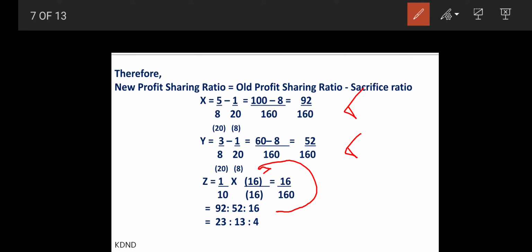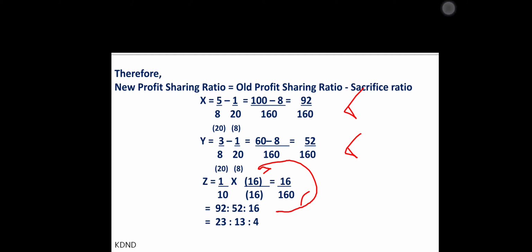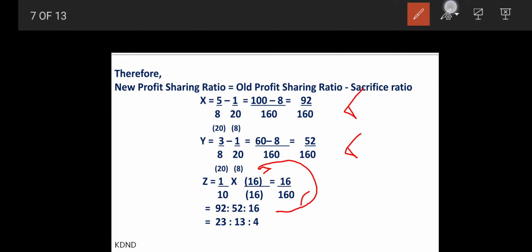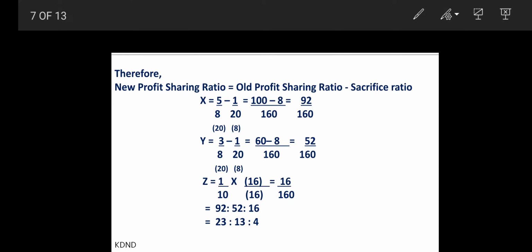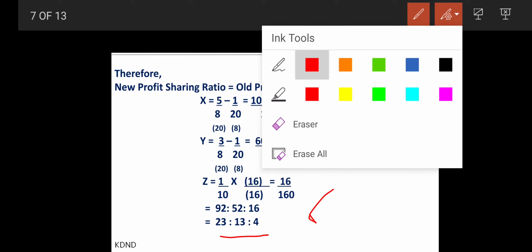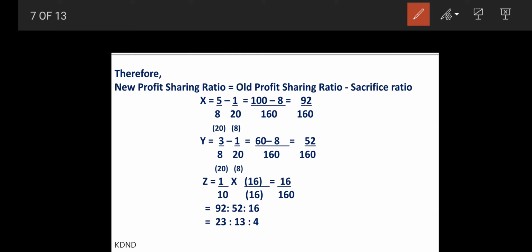We will take a multiple which gives 160 as the denominator. To get 160 as the denominator, we have a multiple of 16 which will be multiplied in both the cases. So this way we finally got 92:52:16, and further it will be simplified as 23:13:4. So this way we can get our solution.